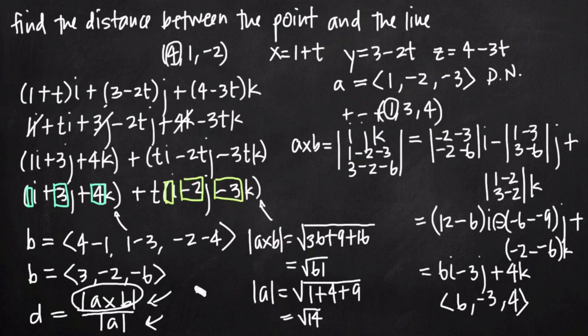So what we know is that our final answer for the distance between the point and the line, we'll call it d for distance, is d equal to the square root of 61 divided by the square root of 14. We can simplify that, and we'll write our final answer: d is equal to the square root of 61 over 14. And that's how you find the distance between a point and a line, given this coordinate point and the line in the form of parametric equations.